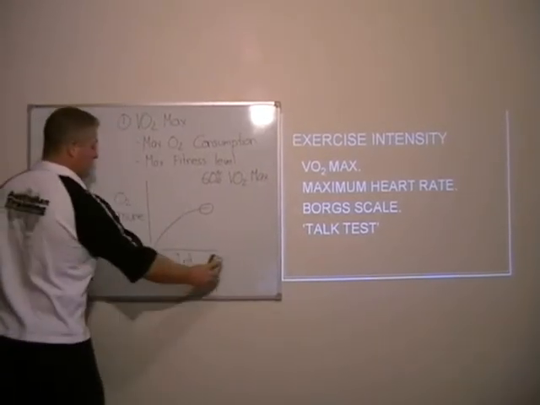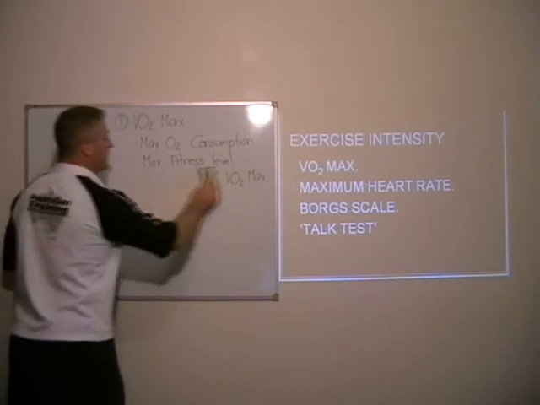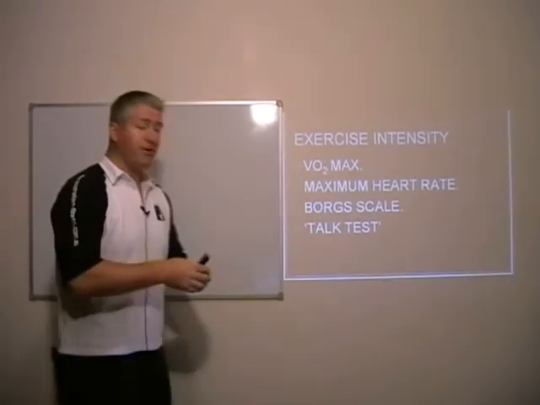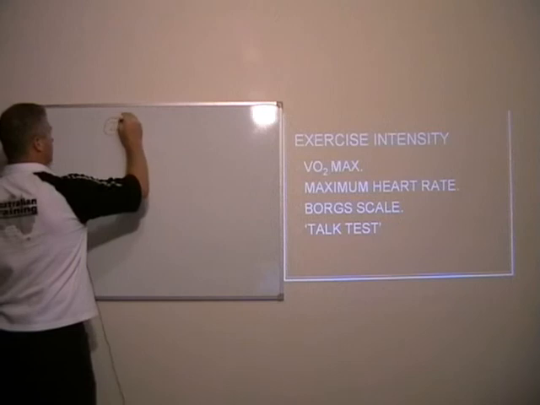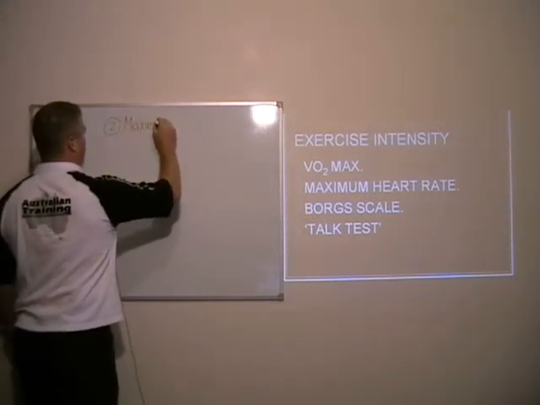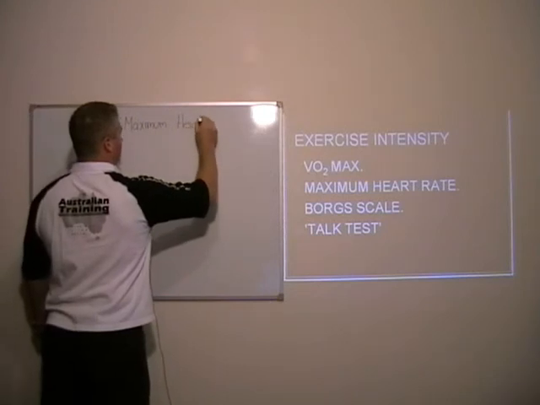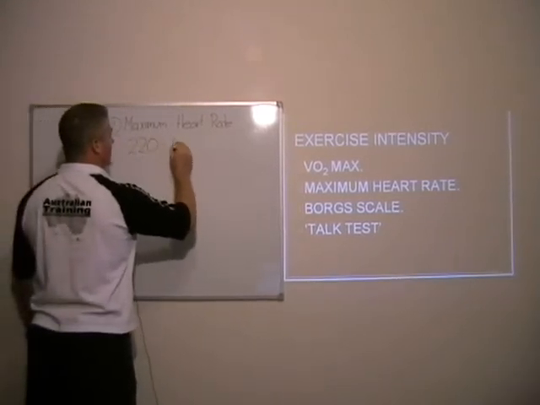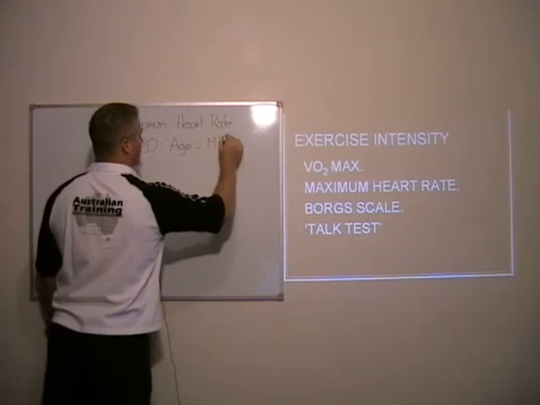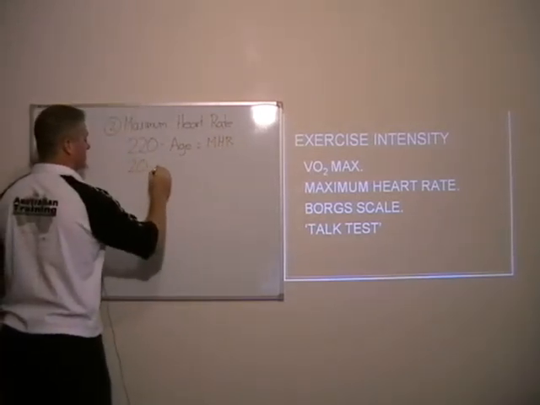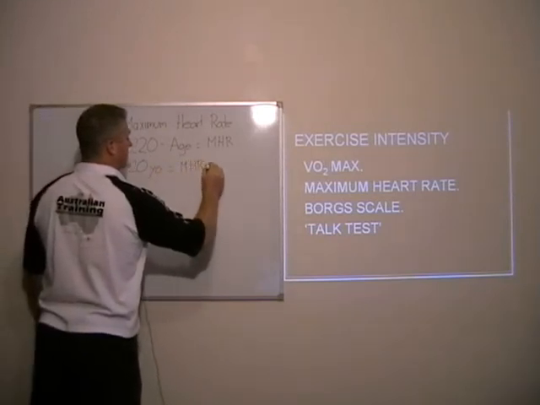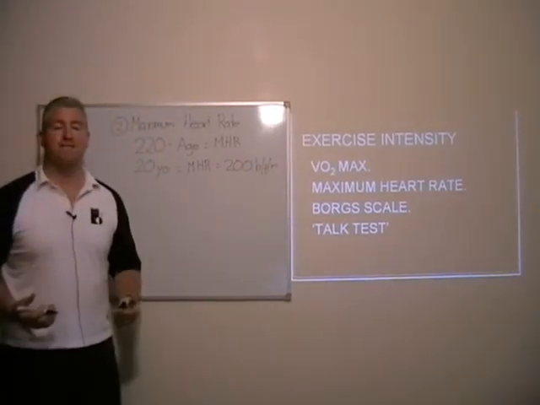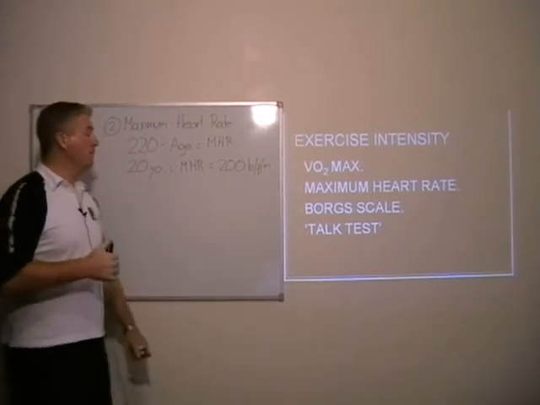Okay, the next one is maximum heart rate. And this is a little bit more user-friendly for fitness industry clients because we do have access to heart rate monitors, therefore we can monitor a person's heart rate response to exercise. Maximum heart rate is approximately 220 minus age. So for a 20-year-old person, their maximum heart rate is around about 200 beats per minute. That is approximately how fast their heart could possibly beat in 1 minute, 200 times per minute.